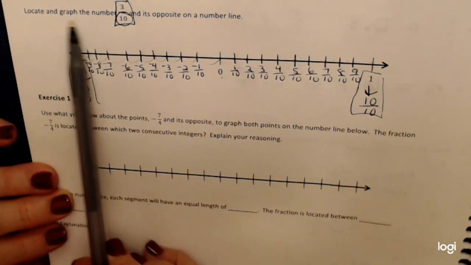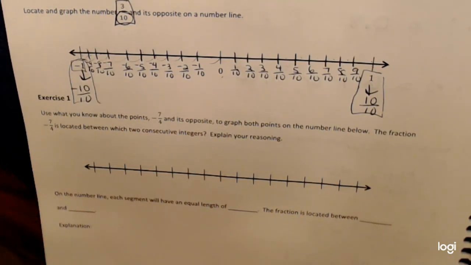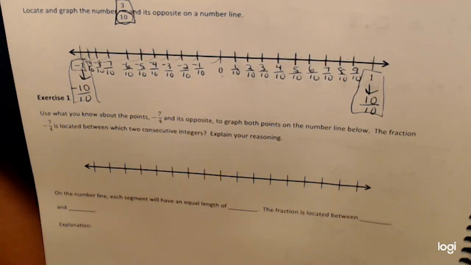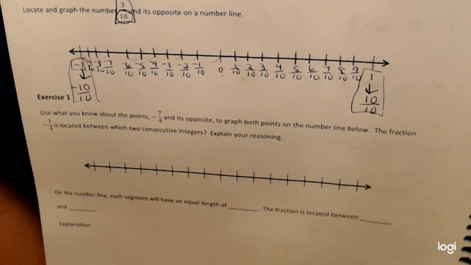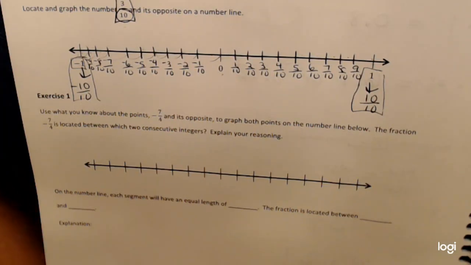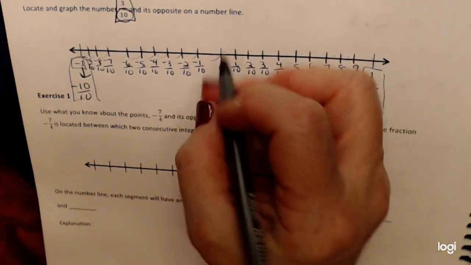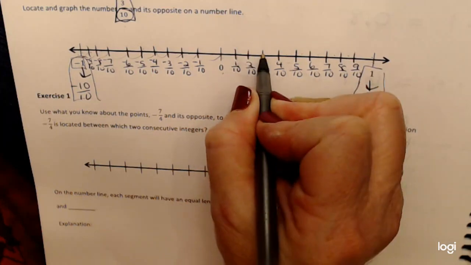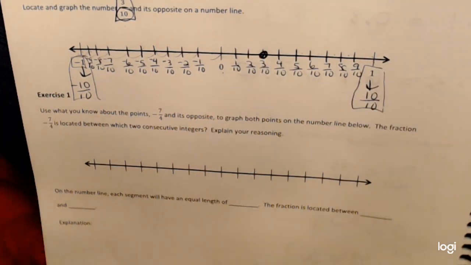It says we have to locate and graph the number 3/10 and its opposite on the number line. Well, since we made our number line, we're going to go ahead and graph 3/10. So let's start at 0. And when we start at 0, we will move over 1, 2, 3/10, and we will plot our point.